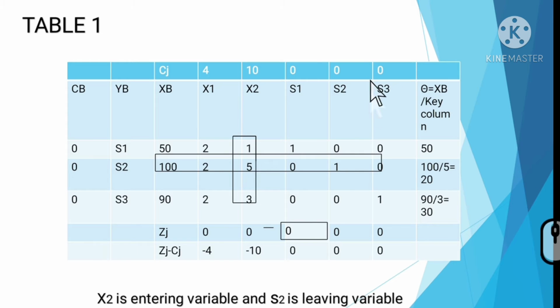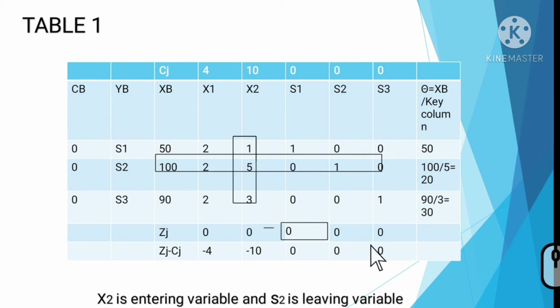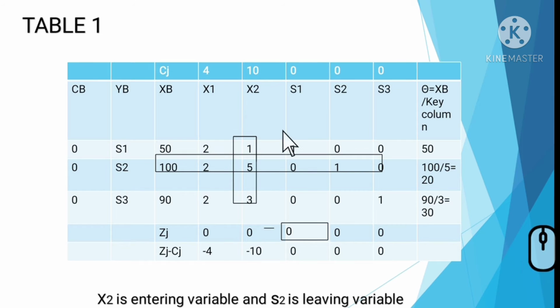Theta is nothing but xb by key column. That is xb, we know that it is 50, and the key column is this. How do we find the key column? From Zj minus Cj, we find the most negative value. The most negative value is minus 10. So this is the entering variable, and this becomes the key column. Since minus 10 is the most negative value, this x2 becomes the key column.